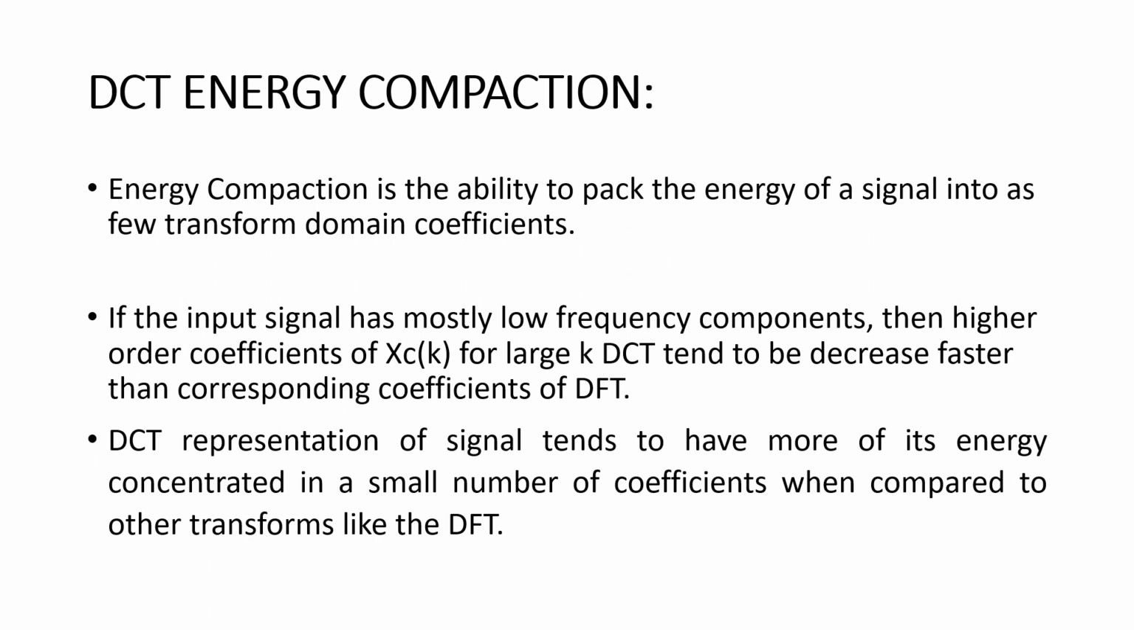Now let us discuss one of the important properties of DCT, that is the energy compaction property of DCT. Energy compaction is the ability to pack the energy of a signal into as few transform domain coefficients as possible. Suppose the input signal has mostly low frequency components, then higher order coefficients of xc of k for large k in DCT tend to decrease faster than corresponding coefficients of DFT. Also, in the DCT representation, a signal tends to have more of its energy concentrated in a small number of coefficients when compared to other transforms like DFT.